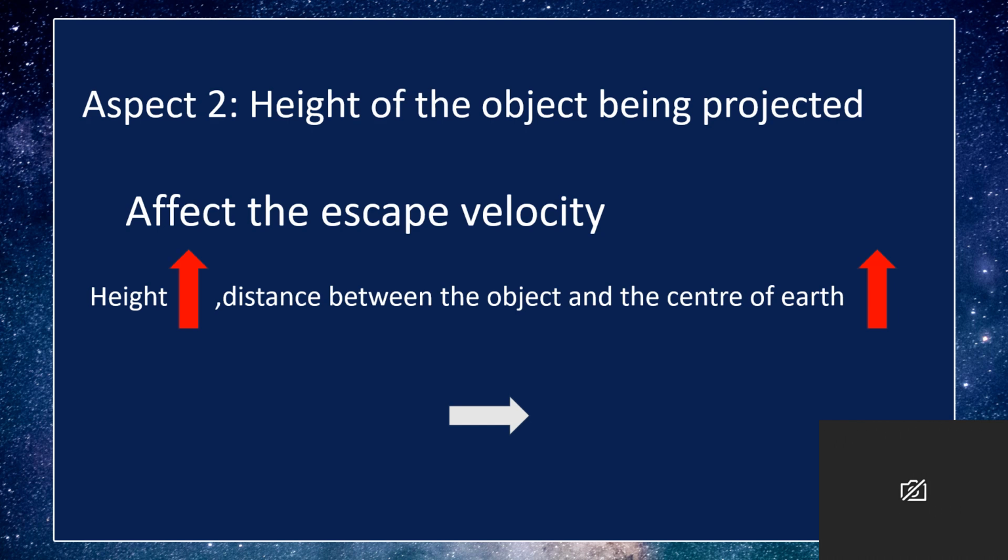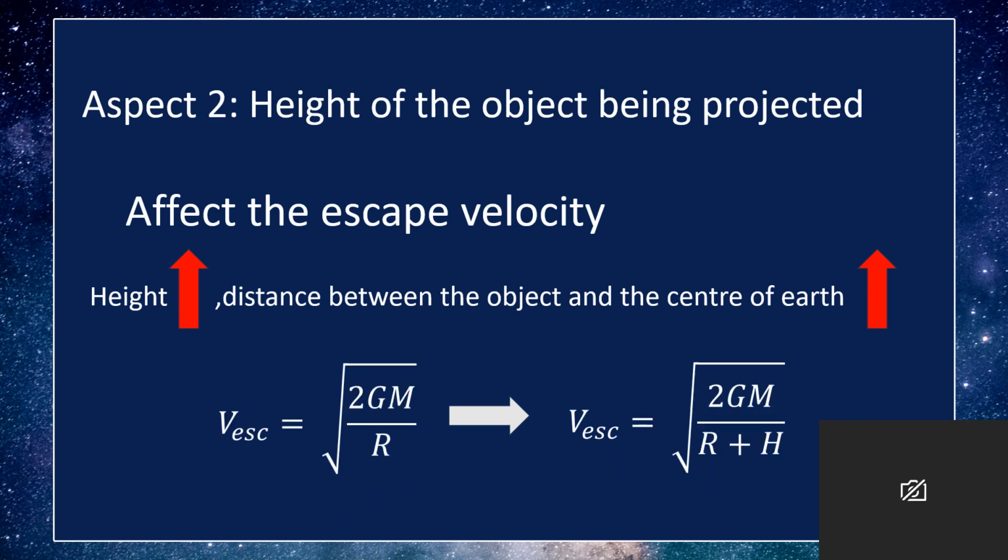Now let's move on to the second aspect, which is the height of the object being projected. As our formula will be affected and the radius between the rocket and Earth will increase, here you can see, slight difference in denominator decreases the final value of escape velocity.